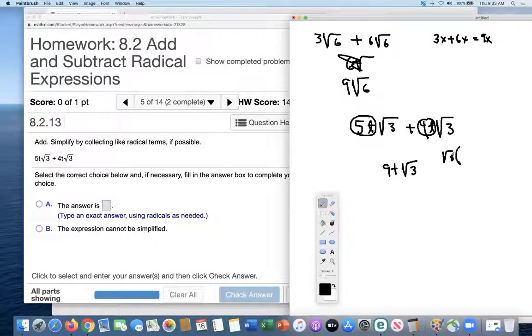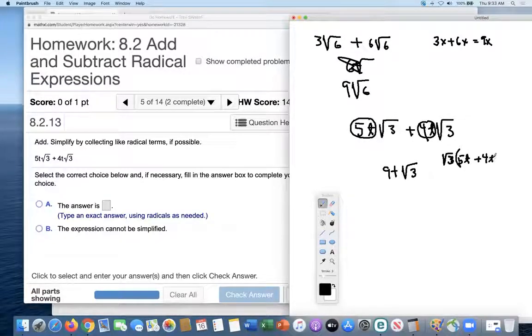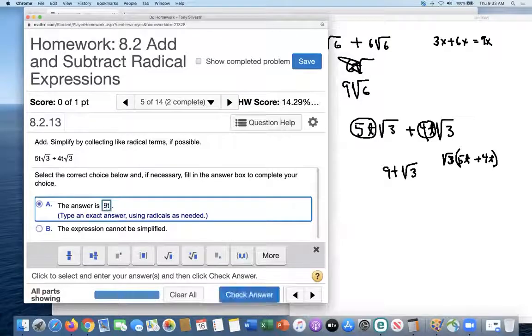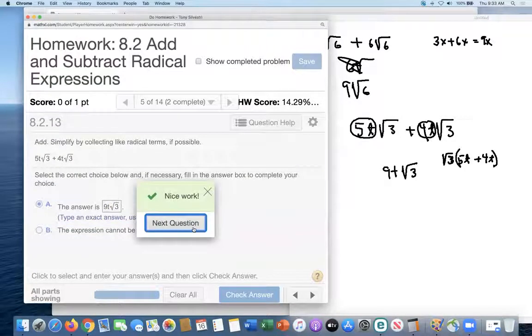If it's like terms, I should be able to factor it out. That leaves you with 5t plus 4t in the bracket, in the bundle, and you can combine that to be 9t that you put in front. 9t square root of 3. Check your answer. Nice work.